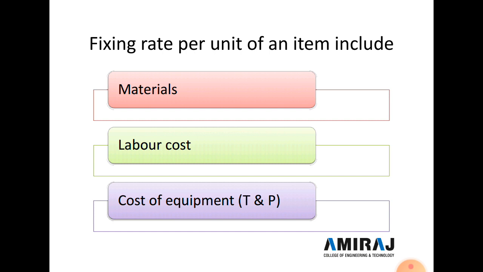The quantity of the different materials required for a particular item is worked out, like in RCC work. Material required for 1 meter cube of RCC work, like cement, sand, aggregate and steel. Each and every item we calculate for 1 meter cube of work, and these quantities of material are multiplied with the current market rate. Like in 1 meter cube, cement required is 2 bags or 3 bags, so the number of bags is multiplied by the current rate.